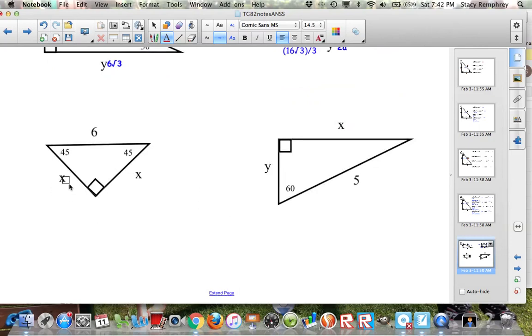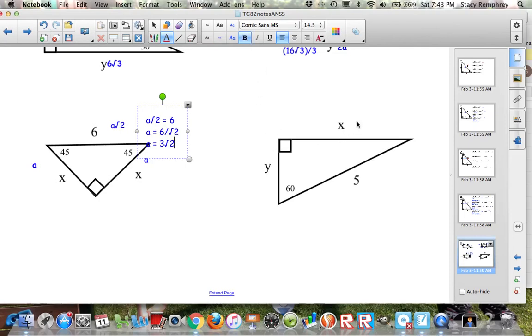All right, over here I have a 45, 45, 90 now. So I know that the sides are a, a, and a root 2. It says here that the a root 2 side is equal to 6. So a equals 6 divided by the square root of 2. When you simplify that, you'll get 3 square root of 2. You have to multiply top and bottom by the square root of 2. Since your x's are both the a side, your x's are 3 root 2.